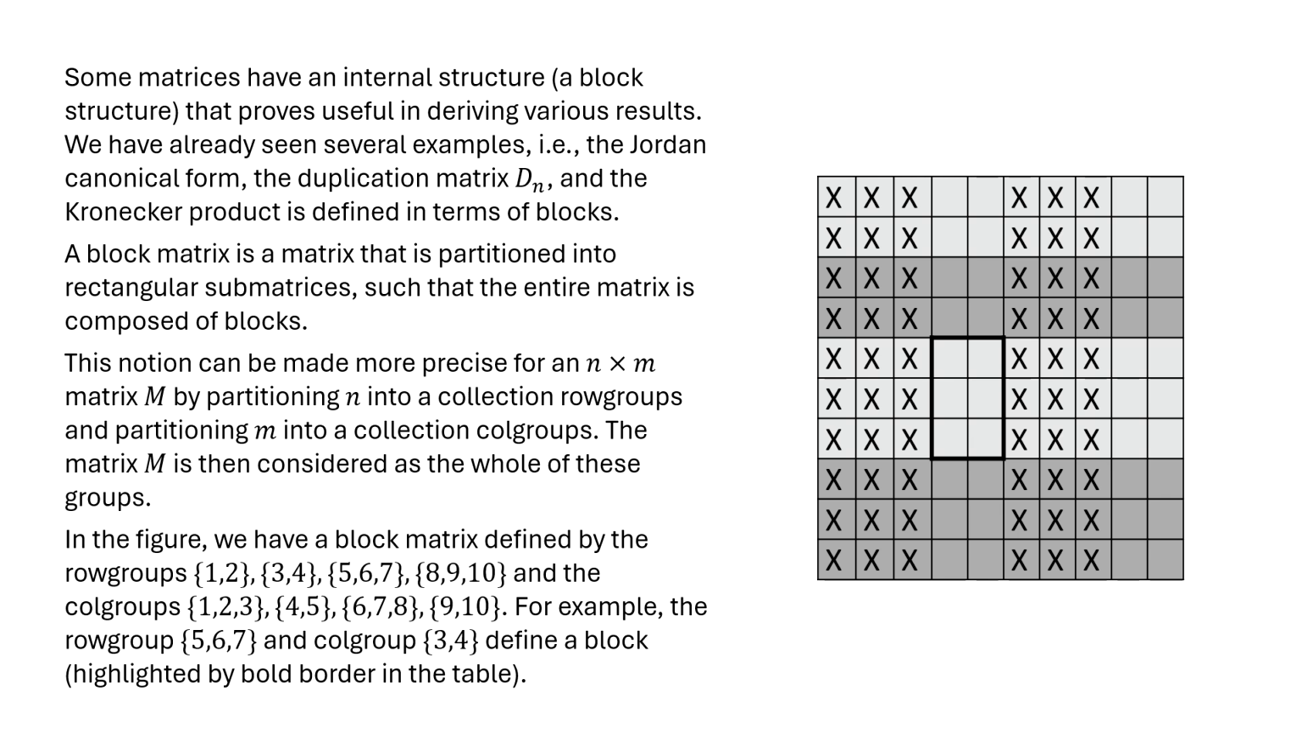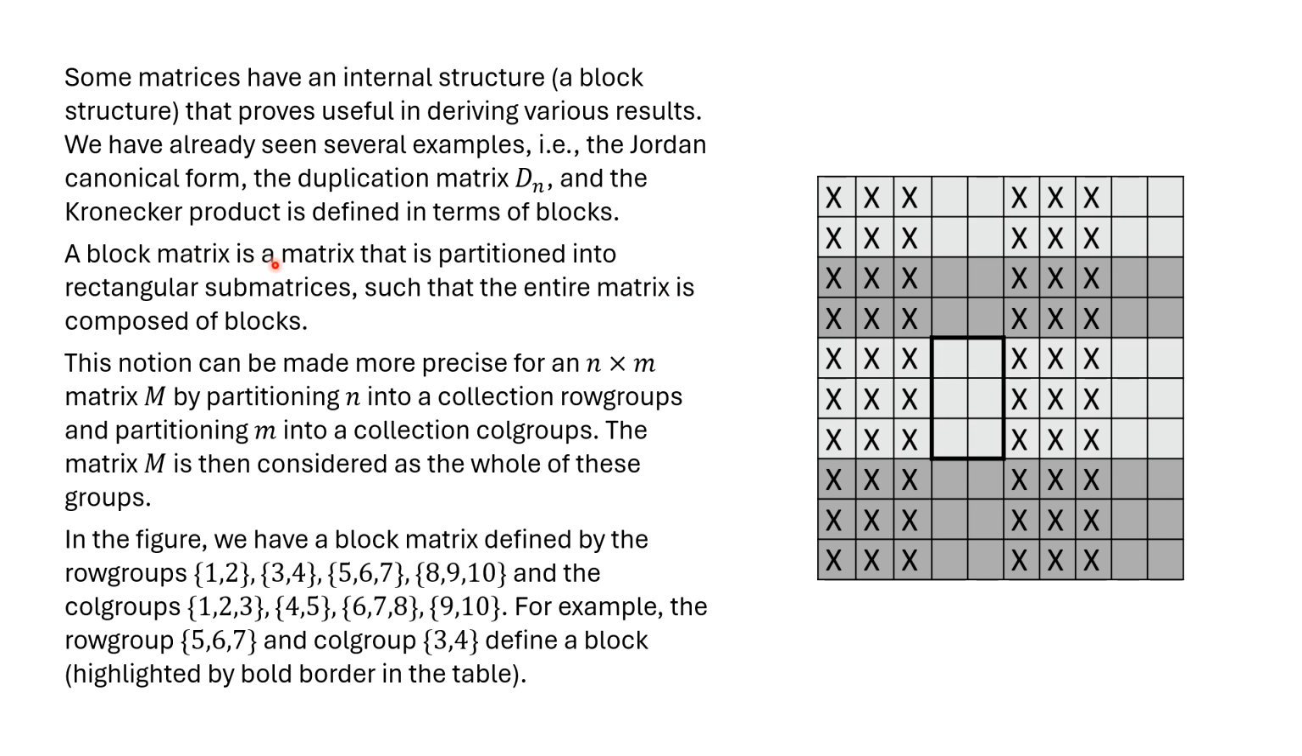Some matrices have an internal structure, a block structure, that proves useful in deriving various results. We've already seen some examples in previous lessons from this series and the series on linear algebra. The Jordan canonical form, the duplication matrix, which we saw in the last lecture, and the Kronecker product are all examples of block matrices.